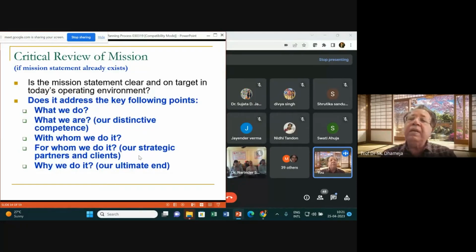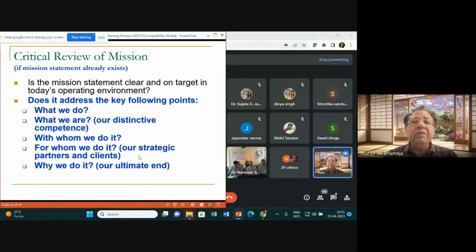If the mission is already there, then you have to revise maybe. So critical review of the existing mission statement. Is the mission statement clear and on target in today's operating environment? Because that mission statement was made maybe, let us say, 5 years back or 3 years back. So you have to review and then maybe you have to revise. Maybe, not necessary, but maybe you have to revise.